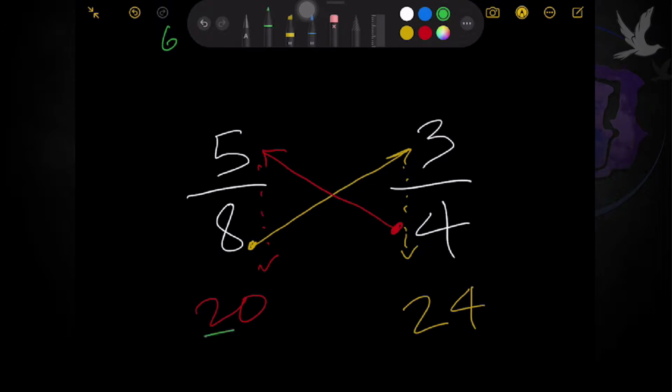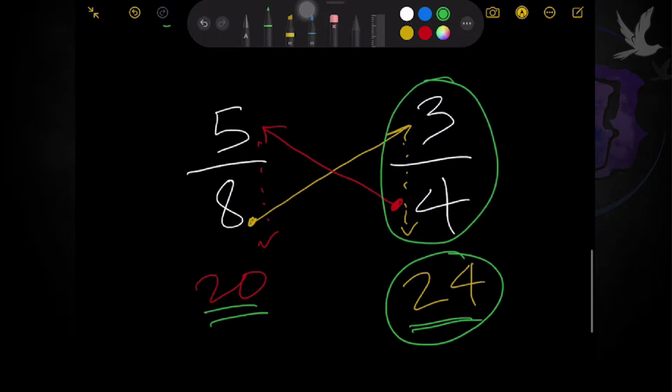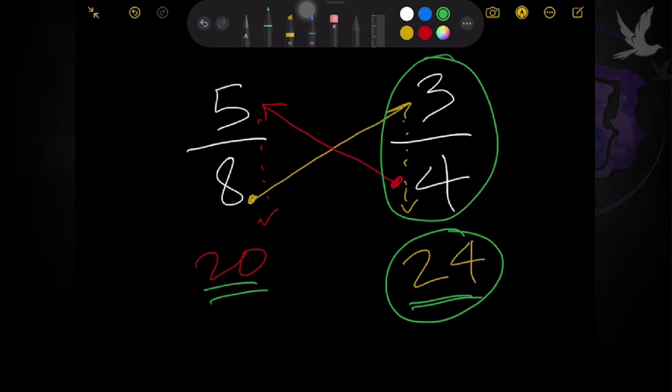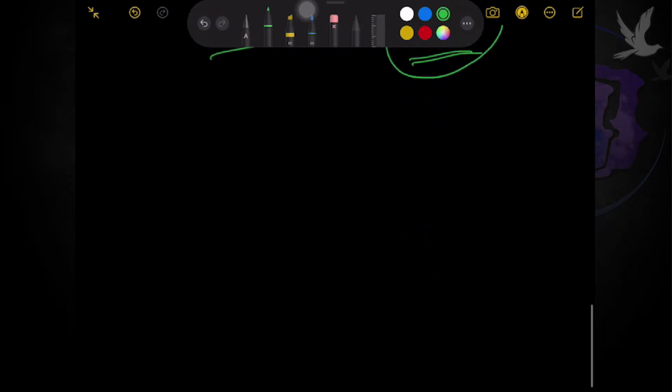And which has a greater value? 20 or 24? Obviously, 24. So, which means 3 over 4 is greater than 5 over 8. Or saying it the other way around, 5 over 8 is smaller than 3 over 4. Okay. So that's what it means. What if, for example, you're asked to encircle, take note of the term, the smaller fraction.